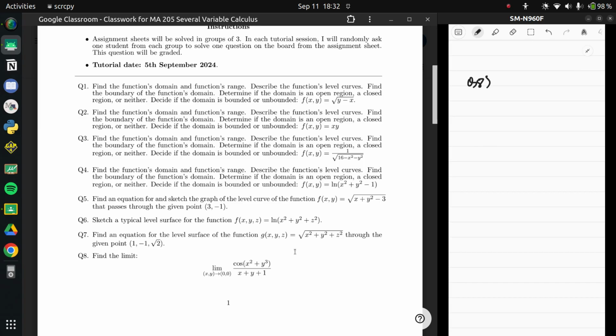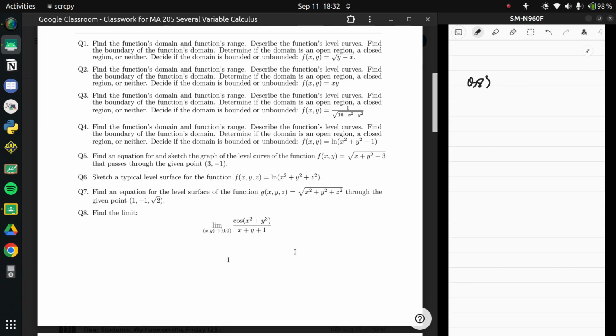Question 8 is, oh yeah, okay. Find this limit. Limit as x y tends to 0 0, cosine of x plus y. Okay, cool, whatever. So this thing tends to 1, this thing tends to what? 0 0, it's just 1. Do I even have to do anything? No. Okay, I should be doing this with the epsilon delta definition. I hate all of this.